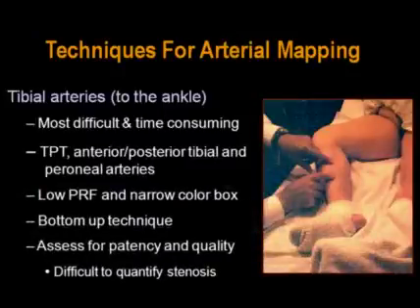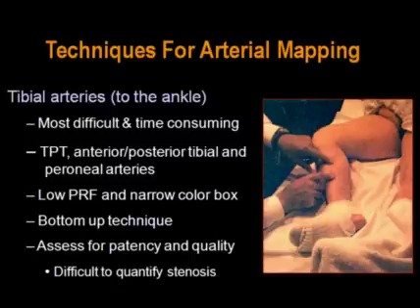Our next stop would be the tibial arteries, which we evaluate again from the level of the popliteal artery down to the ankle. This would probably be the most difficult and time-consuming part of the examination, especially in patients with multi-level occlusive disease that will result in low flow velocities. It'd also be difficult in patients with diabetes in whom there may be a lot of calcification. The vessels of interest are the tibioperoneal trunk, the anterior and posterior tibial arteries, as well as the peroneal arteries. You want to use a low PRF and a narrow color box in order to facilitate the color flow image.